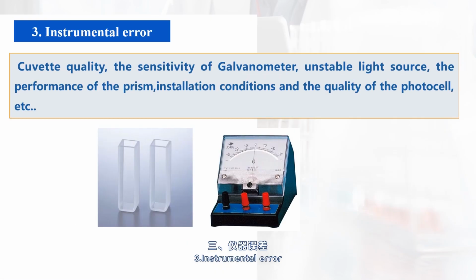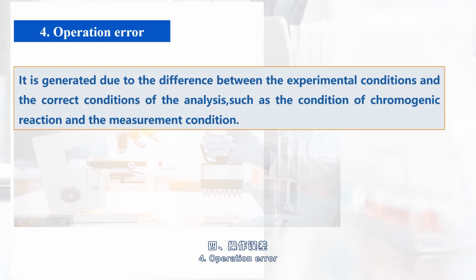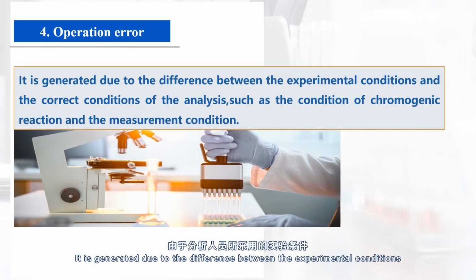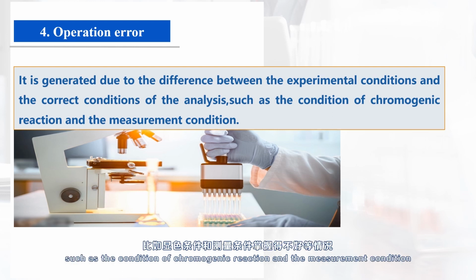3. Instrumental error. Factors leading to the instrument error include cuvette quality, the sensitivity of galvanometer, unstable light source, the performance of the prism, installation conditions, and the quality of photocell, etc., all of which can cause the analysis error. 4. Operation error. It is generated due to the difference between the experimental conditions and the correct conditions of the analysis, such as the condition of chromogenic reaction and the measurement condition.